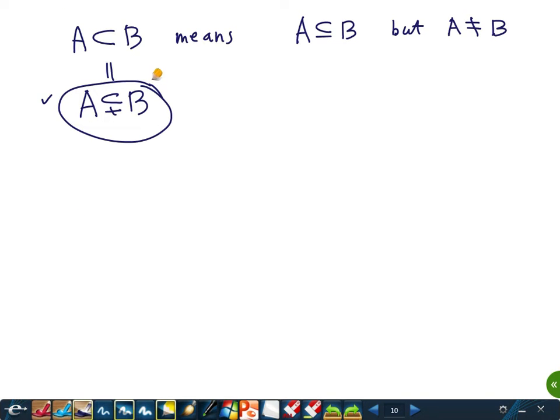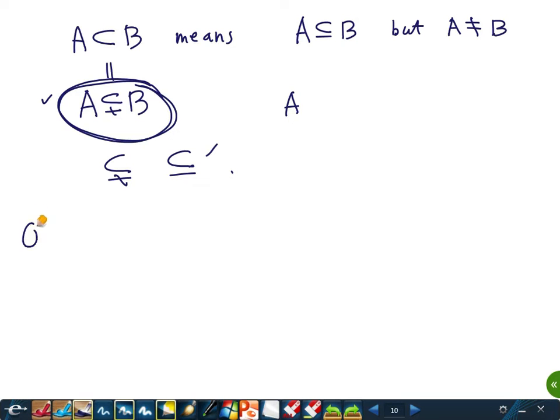So yeah, in lectures at least, I'm going to always use this or this, just to make it clear that we don't include inequality, equality, okay? Is this clear? Okay.